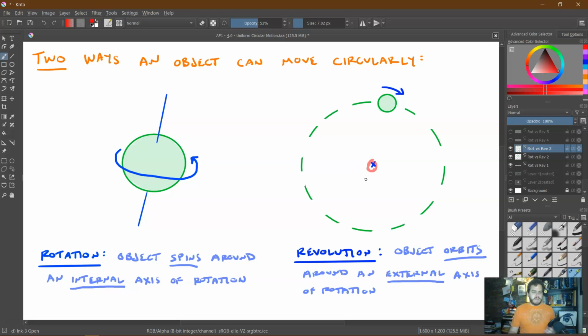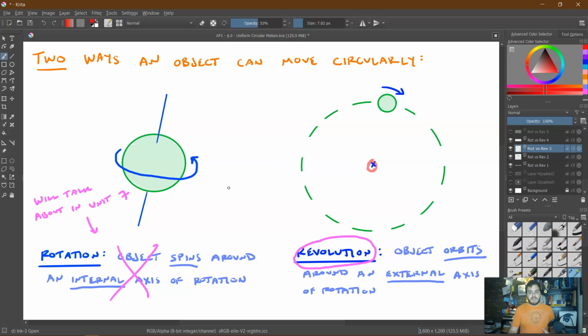Now, a couple things about this. First off, when we're talking about rotation, we're not going to focus on that now. That's actually going to be the entire focus of Unit 7. It's literally called rotational motion, which we're going to focus on in the spring. So right now, we're really only talking about revolution, when objects move in circles around some central point outside of them.